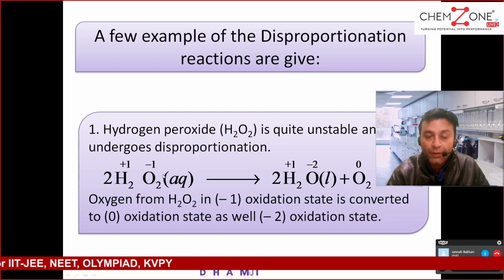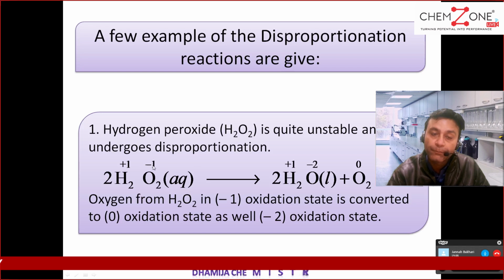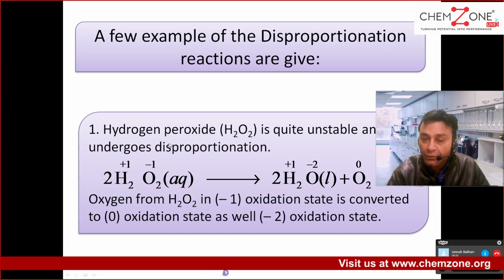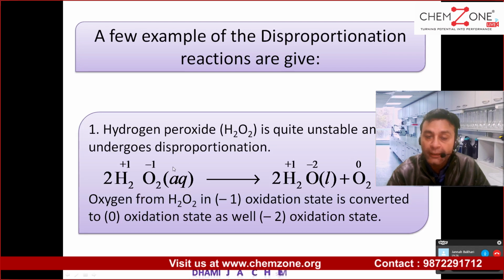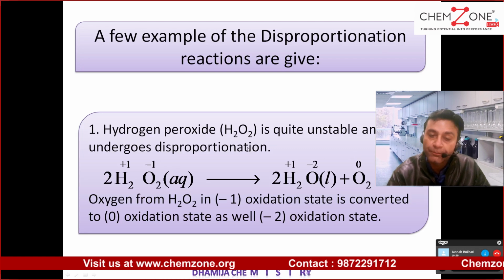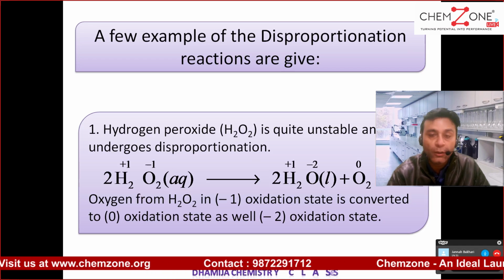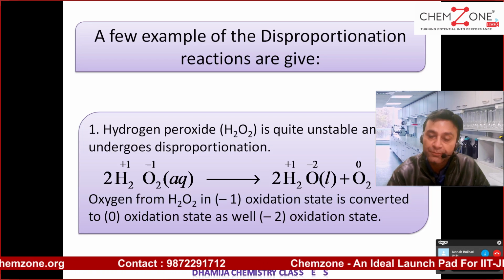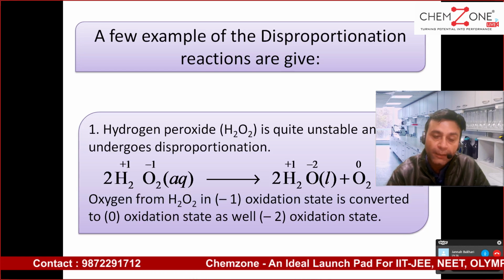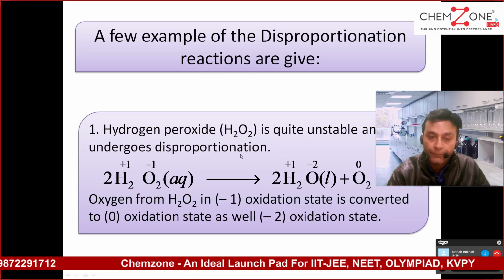What is the oxidation number of oxygen on the reactant side? I have shown here it is -1. And after the decomposition of H2O2, hydrogen peroxide, it is giving -2 and 0. -1 to -2 is reduction, and -1 to 0 is oxidation. It means here oxygen is undergoing oxidation as well as reduction. Such reactions are called disproportionation reactions. Am I clear? Right.